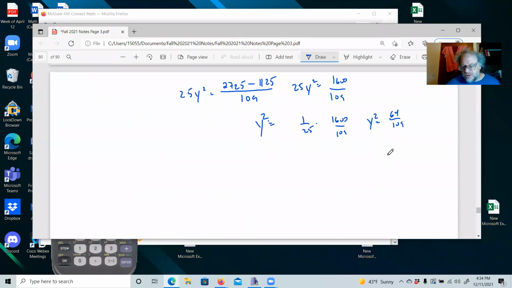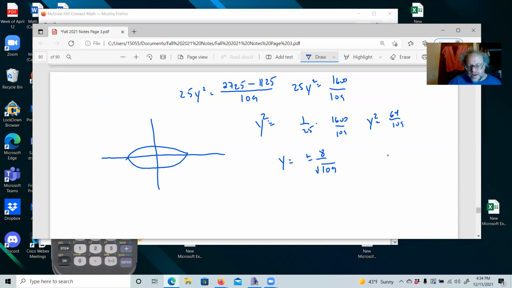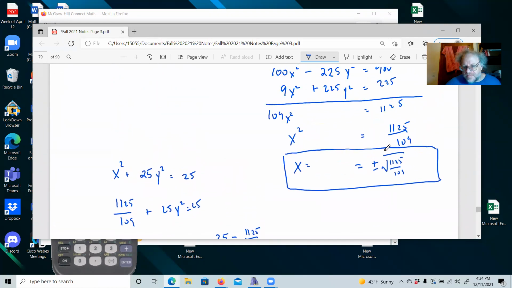So if we go through and find out what y is equal to, 8 over the square root of 109, plus or minus. We could rationalize the denominator, but since this is a very symmetric value, you can kind of see it in your head where we're going to have an ellipse, and then we're going to have a hyperbola. So we're going to have our intersection points. It's just going to be these things mixed up and matched.